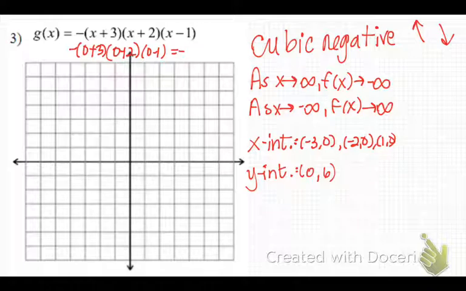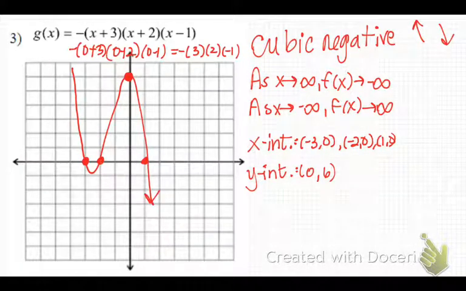Okay, so I have negative 3, negative 2, positive 1, and 1, 2, 3, 4, 5, 6. And for a negative cubic, where do I start graphing? In the top left or the bottom left? Top left, a negative cubic. And here is my graph. Okay, is that what we got?